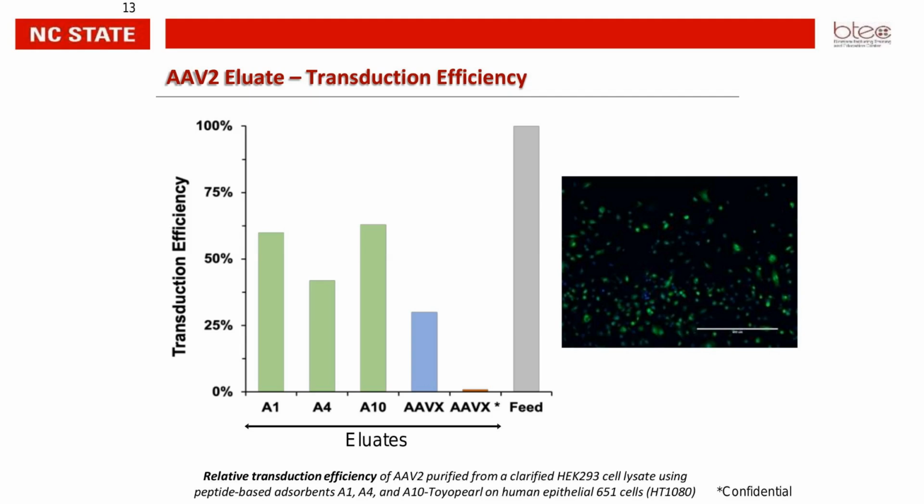We then wanted to make sure whatever we are doing is actually effective. And then we did a transduction assay with human epithelial cells, HT1080 cells, wherein we took the eluates from the different peptides and then transduced the cells. You can see the green bars on the histogram here indicate the 3 different peptide eluates that we tested, followed by the blue bar, which is the AAVX solution, which was neutralized after it came out of the column. And then the last one, the red AAVX eluate, was the sample that was never neutralized.